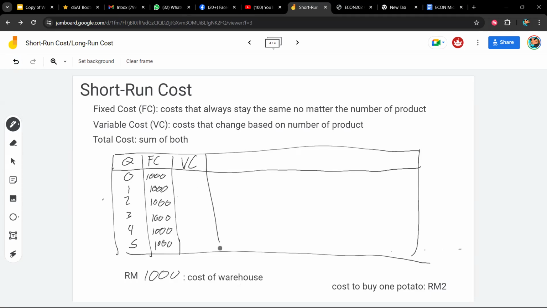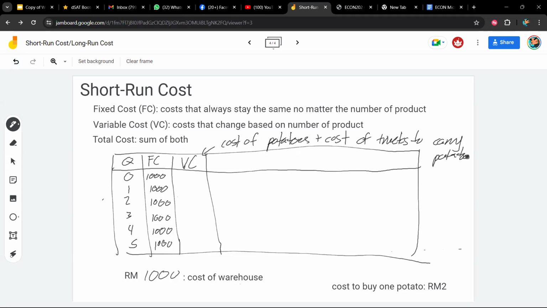But of course, variable cost does not only include the cost of potatoes. You might also need to include the number of trucks you need to transport the potatoes. Because the more potatoes you buy, the more trucks you need to purchase those potatoes. So the cost of trucks to carry those potatoes, stuff like that. So you need to consider all of these things.